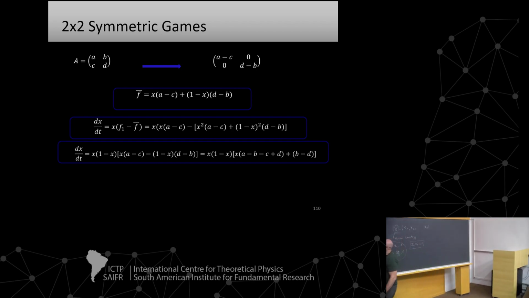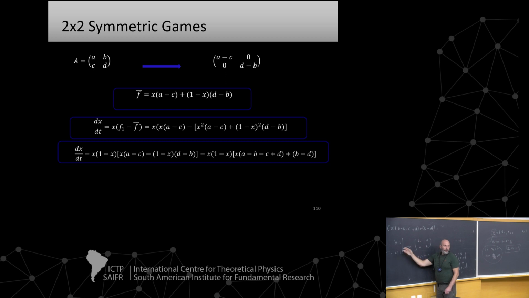If there is an equilibrium here, there will be an equilibrium here, because the dynamics is exactly the same. So instead of exploring all the equilibria of this system, I am exploring the equilibria of this one, because it's much simpler to do that. Okay?